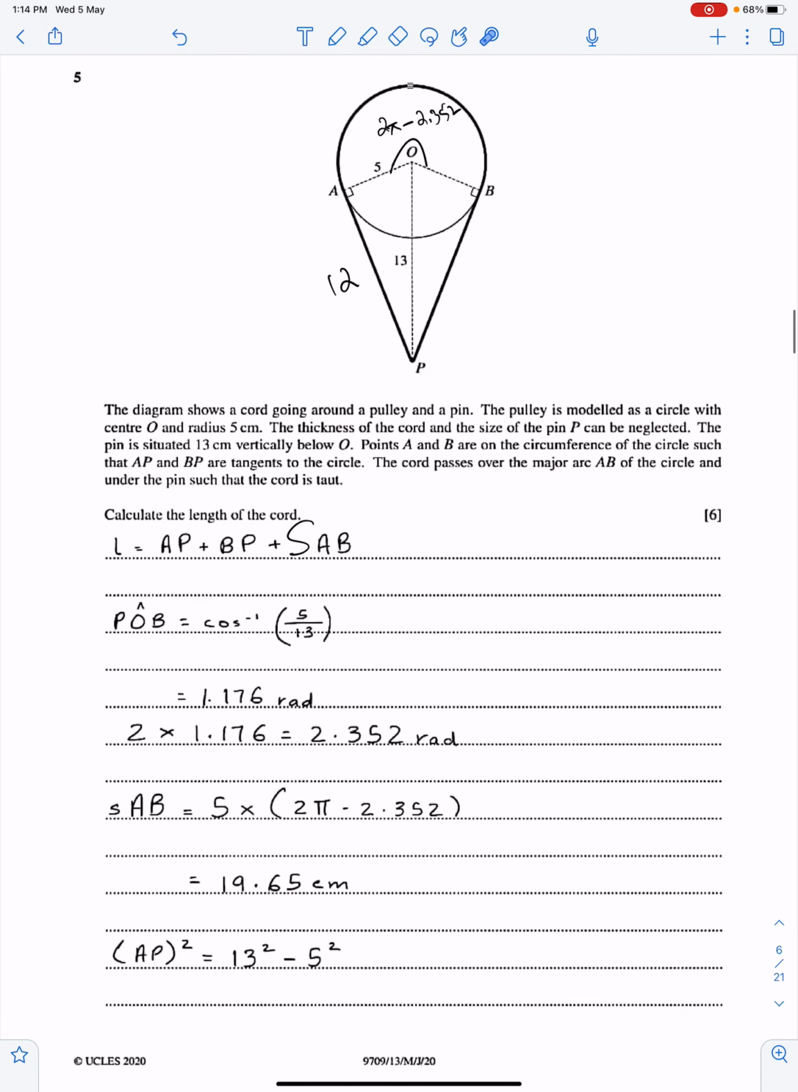Question number 5. The diagram shows a cord going around a pulley and a pin. The pulley is modeled as a circle with center O and radius 5. The thickness of the cord and the size of the pin P can be neglected. The pin is situated 13 centimeter vertically below O. This is the pin. Points A and B are on the circumference of the circle such that AP and BP are tangents to the circle. So these triangles are congruent, because tangents from an external point to a circle are always equal.